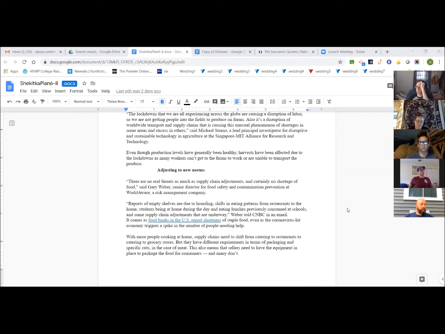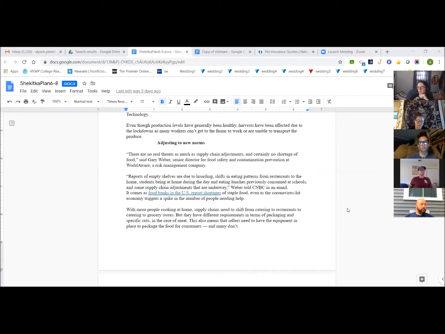Even though production levels have generally been healthy, harvests have been affected due to the lockdowns, as many workers can't get to the farms to work or are unable to transport the produce. So when adjusting to new norms, there are no real threats as much as supply chain adjustments and certainly no shortage of food, said Gary Weber, Senior Director for Food Safety and Contamination Prevention at A World Aware, a risk management company. Reports of empty shelves are due to hoarding, shifts in eating patterns from restaurants to the home, students being at home during the day and eating lunches previously consumed at schools, and some supply chain adjustments that are underway, Weber told CNBC in an email.